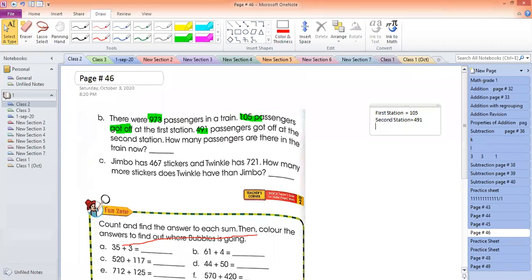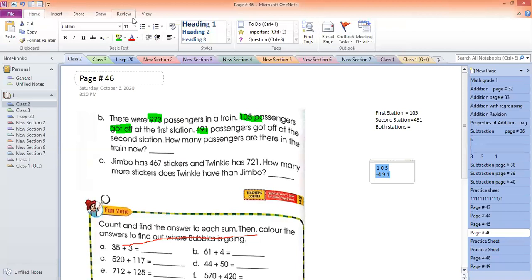So on both stations, how many passengers got off in total? For that, you need to add 105 plus 491. Why do you need to add? Because you want to find out how many passengers got off from the train. In that way, you will be able to know how many passengers are left. 105 from station 1 and 491 from station 2. So I will add this.